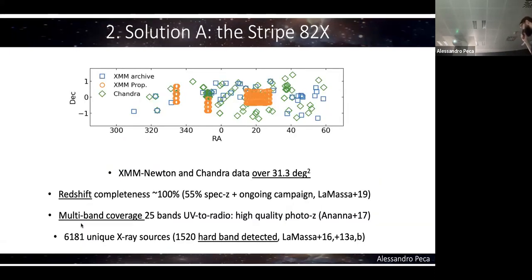So we use the Stripe 82X survey, which is a large area survey covered by XMM and Chandra over more than 31 square degrees. We have a high redshift completeness. We have multi-band coverage over 25 bands, which can give us very important complementary information. But we also have numbers, because we have more than 6,000 unique sources, but also 1,500 hard band detected sources, which is always good when you are looking for obscuration.